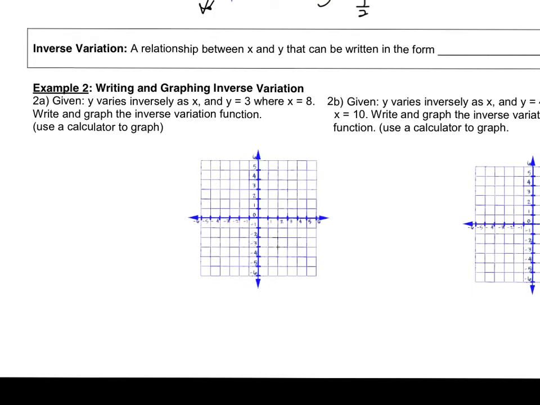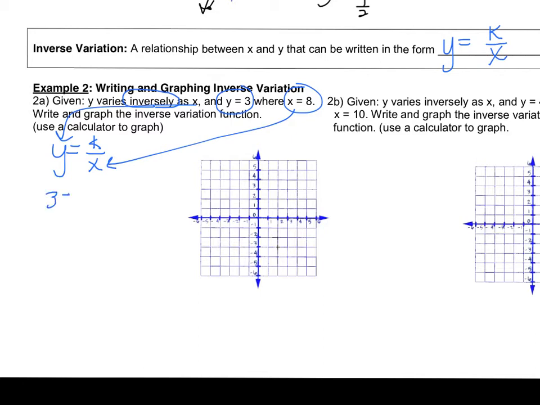The equation for inverse variation is y equals your constant. This time it's not multiplied by x, this time it's divided by x. So when we look at example 2a, we're going to write an equation for when y varies inversely as x. So we'll use y equals k over x, and we'll do the same thing we did before. We'll take the y and the x and we'll plug them in there and there, and we'll solve for k.